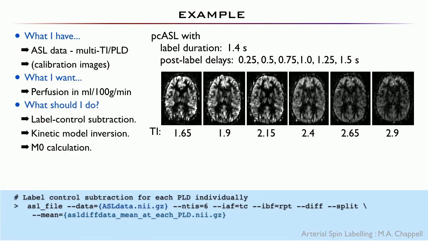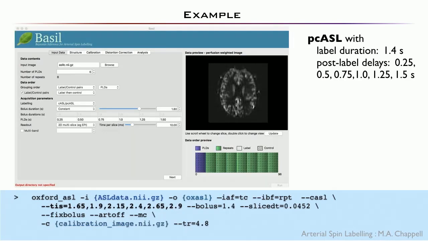And we can go a bit further. We can do the same thing, but now we can do it with multiple post-labeling delays. So we've sampled different points on our kinetic process, our kinetic signal curve. We can feed the data in. We just have to be a little bit careful we understand what order it's come in. But essentially, it's exactly the same process as before.